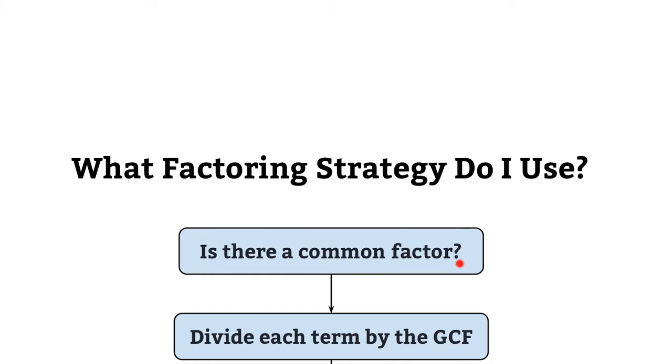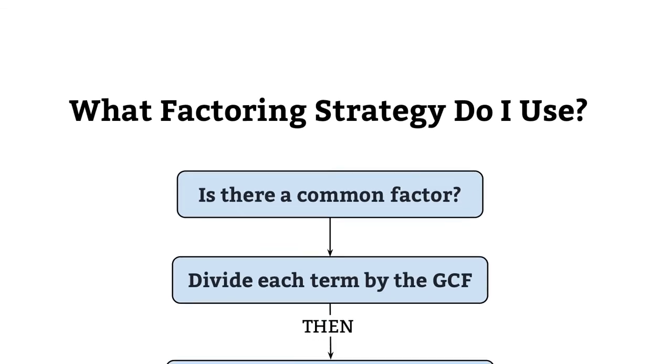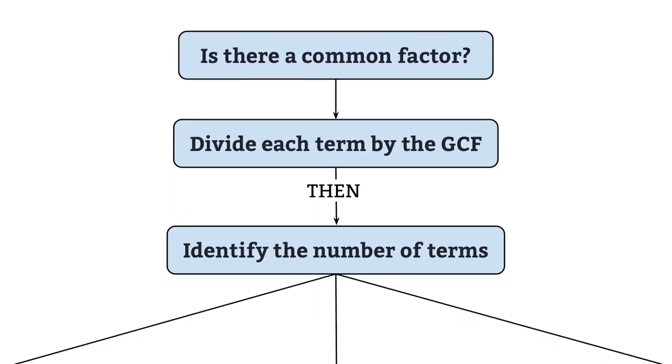there a common factor? Is there something you can divide each term in that expression by? Is there a greatest common factor that you can factor out of that expression? And if there is, then factor out your greatest common factor. And once you've factored out that greatest common factor, or there's no common factor in your expression, then you want to identify how many terms you have. And remember, terms are separated by plus or minus signs.